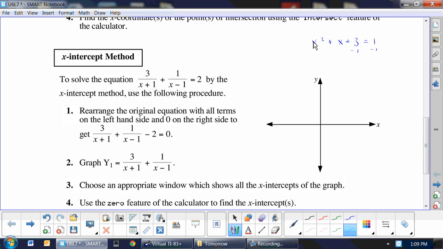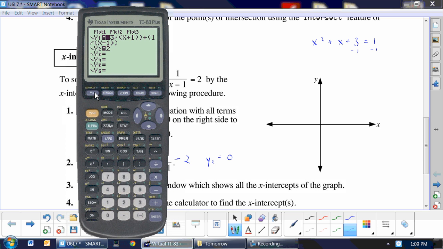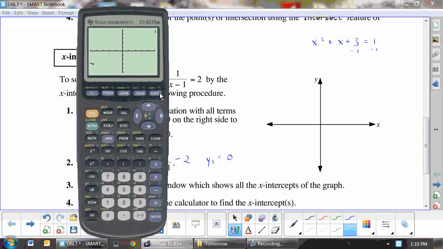So if we were to make y1 all of this, but also add a minus 2 at the end, and then make your y2 equal to 0. So we'll go like that. And you hit graph.